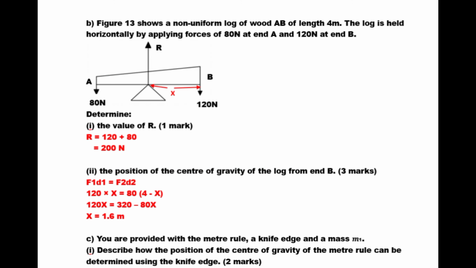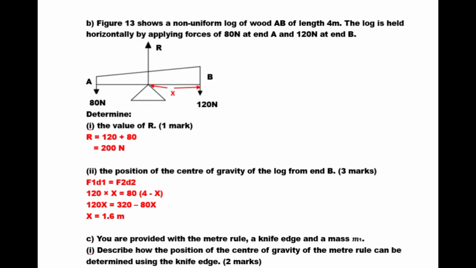19b. Figure 13 shows a non-uniform log of wood AB of length 4 meters. The log is held horizontally by applying forces 80 Newton at end A and 120 Newton at end B. So we have 80 Newton at A and 120 Newton at B. We have reaction R. Determine Roman 1, the value of R.